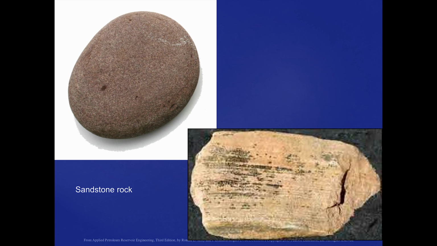There are several kinds of rocks that we find oil and gas in. One is a sandstone rock. Here is a picture of a sandstone rock. A sandstone rock is very typical of what you might find along a highway. You pick it up, you throw it in the river, skip it across the lake, whatever. That's typically a sandstone rock.